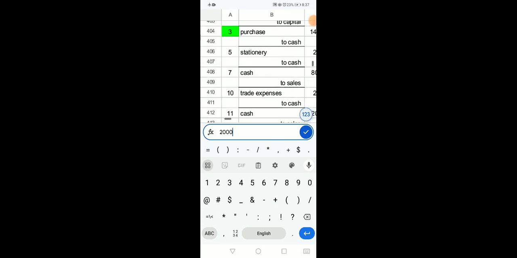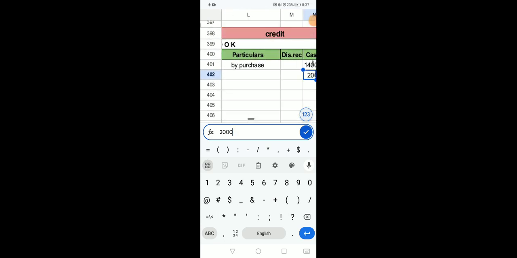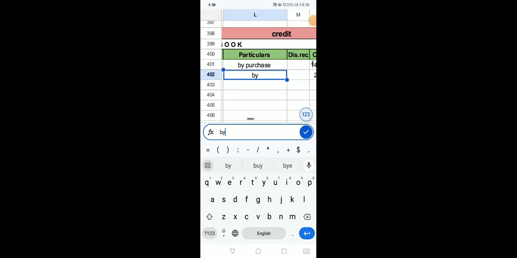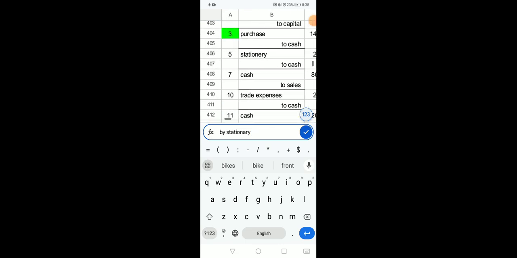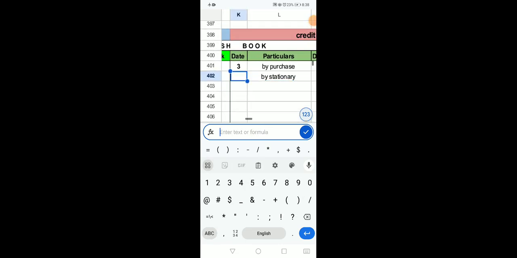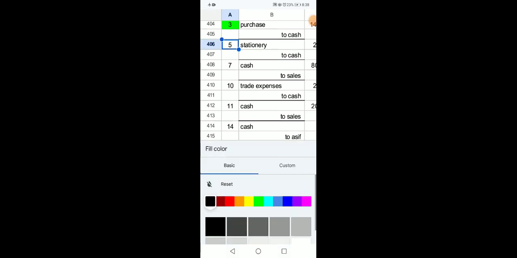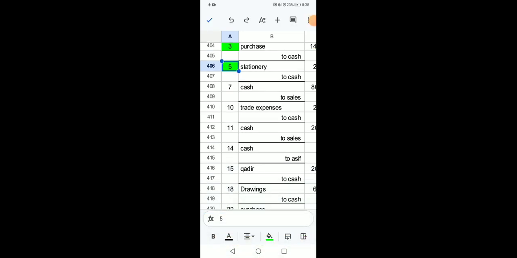Now see its reference, that is stationery. Stationery is written on the opposite side. Write stationery with an additional word of by, and now see the date, which is 5. So here you will mention 5 in date column. In entry number 5 there was only one element, which was cash, and has been posted. It means entry is completed, so you will mark entry number 5 as completed.